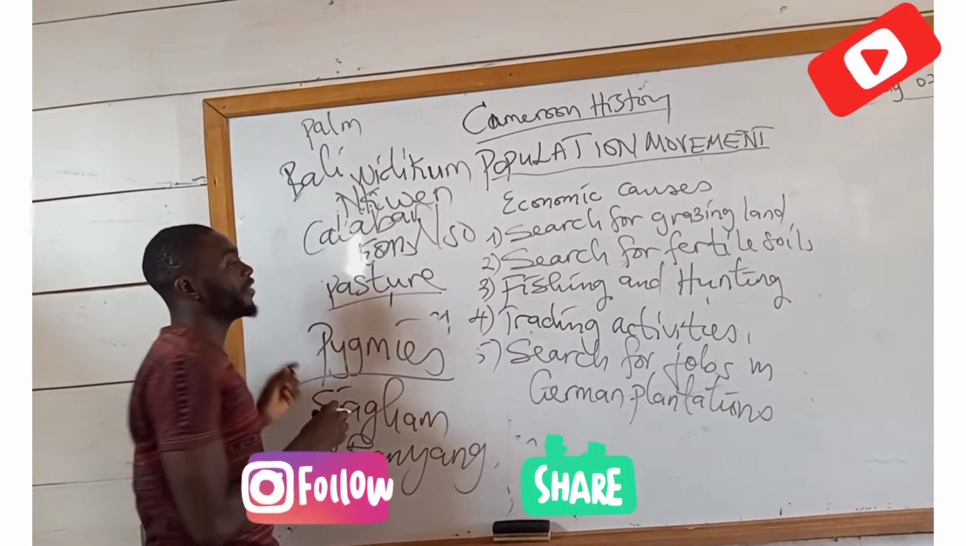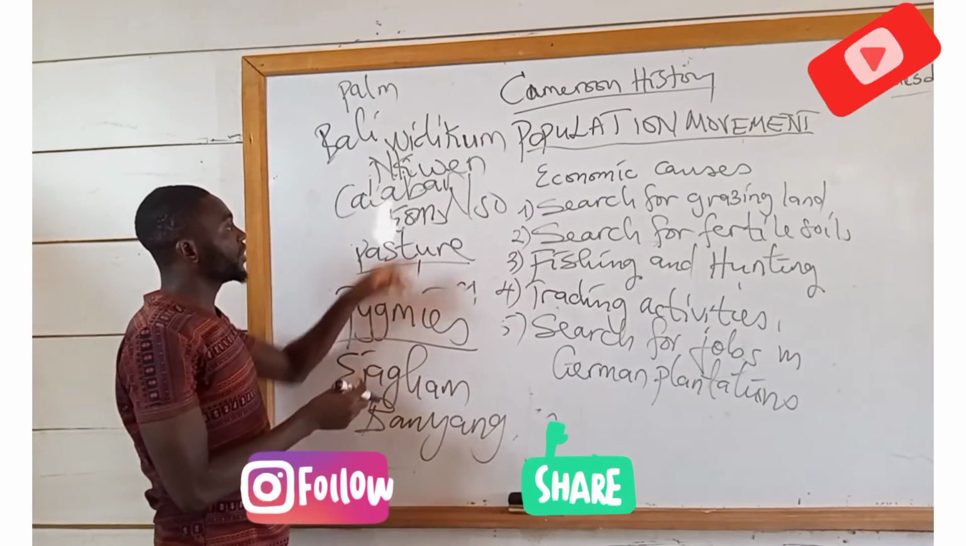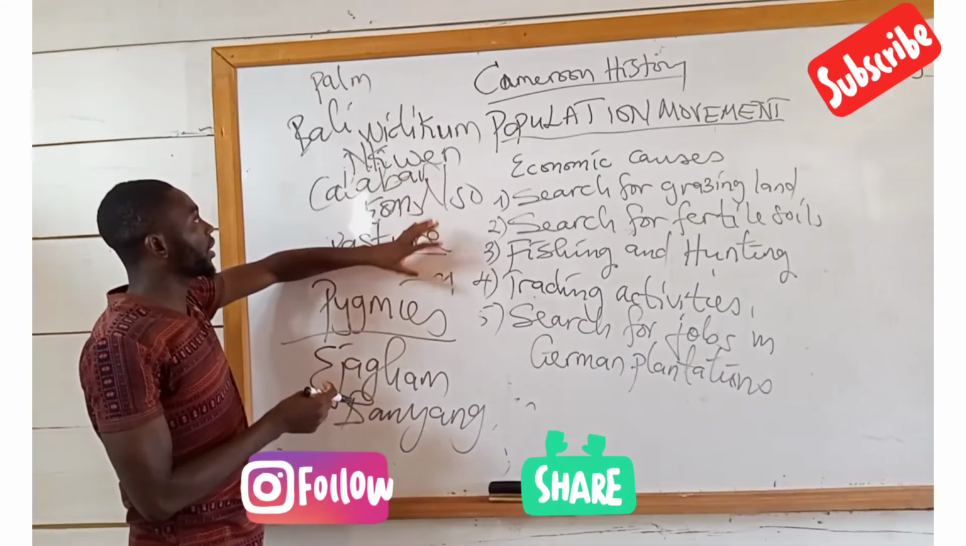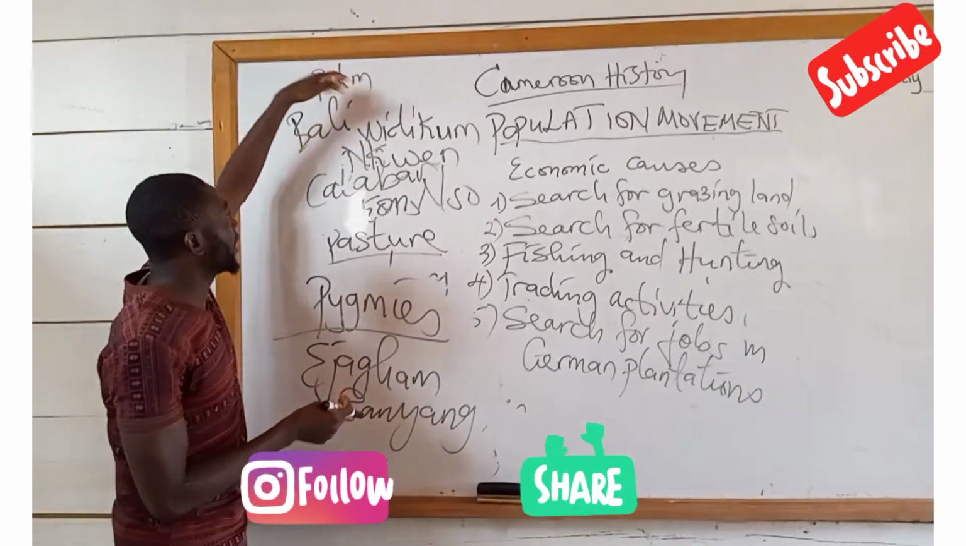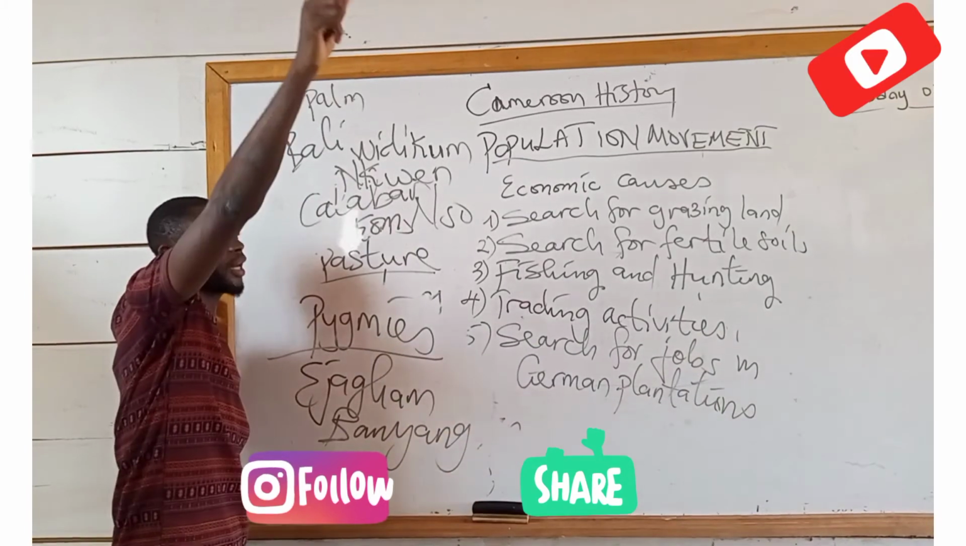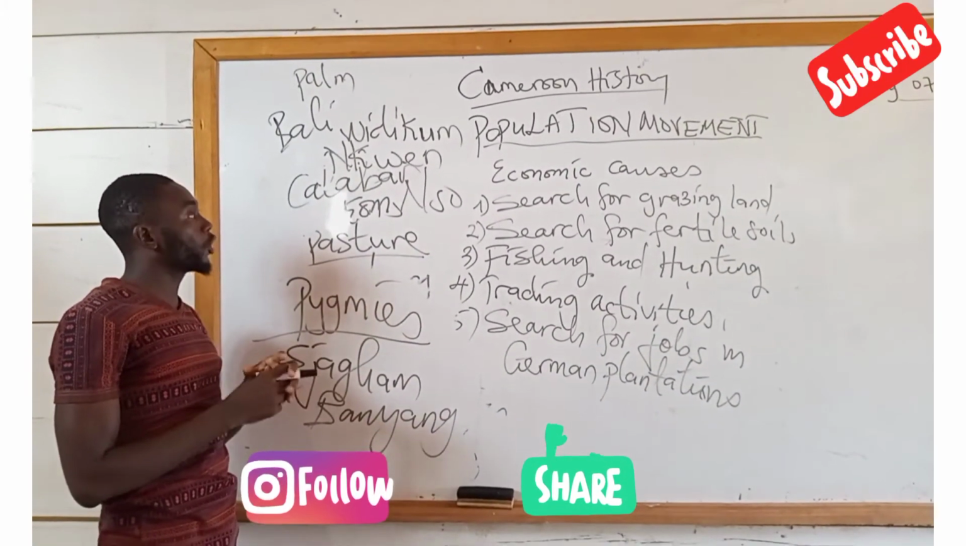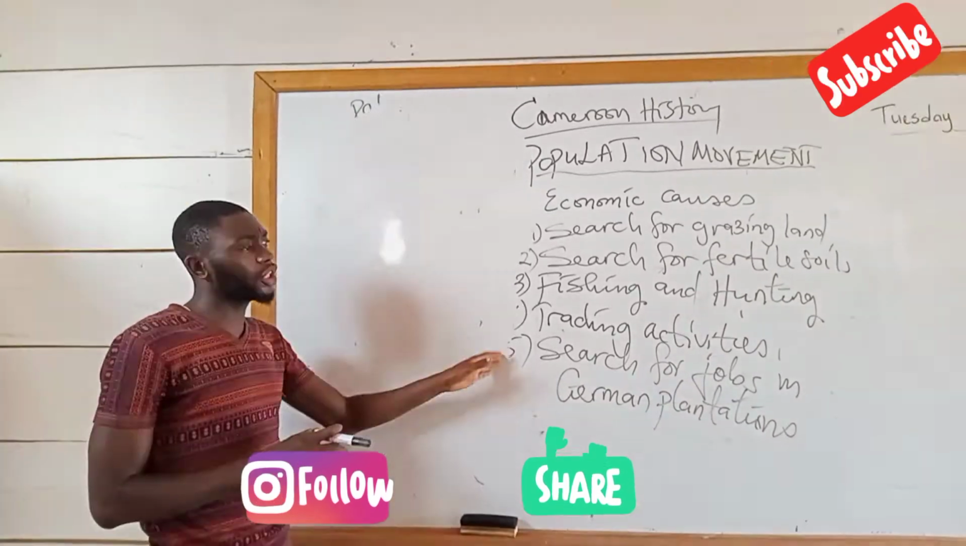Then when people left the Bamenda environment where they had settled, because they wanted to act as intermediaries between the Bali palm oil suppliers and the others, they left where they had settled in the Bamenda environment to come and settle in the new area because of what they needed.